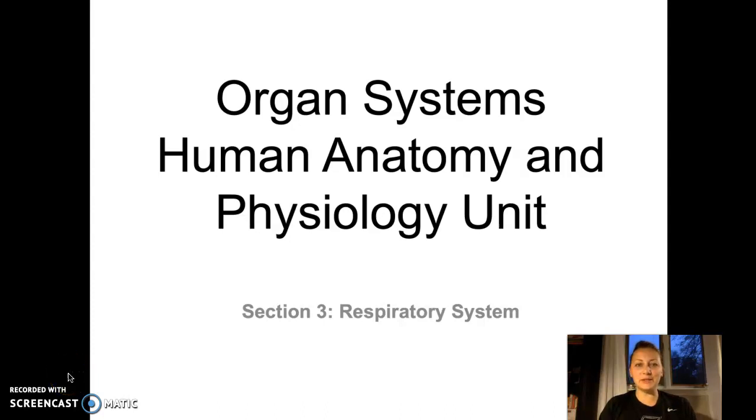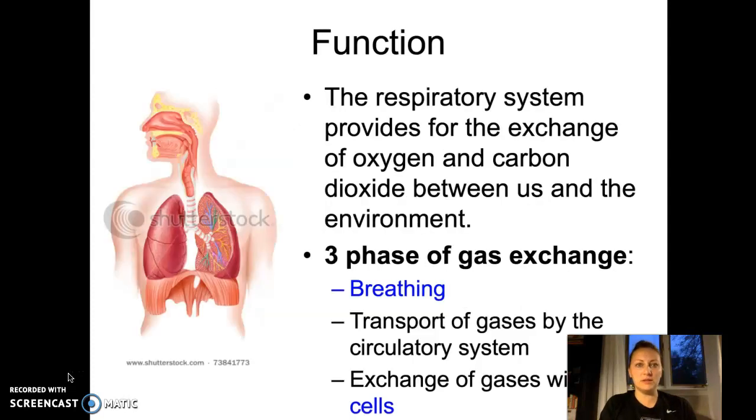So today we're going to be looking at the respiratory system of our organ systems unit. So, what is the function of the respiratory system? Obviously, when we breathe in, we're getting oxygen in, and when we breathe out, we're getting carbon dioxide out, right? Now that is happening between the atmosphere.